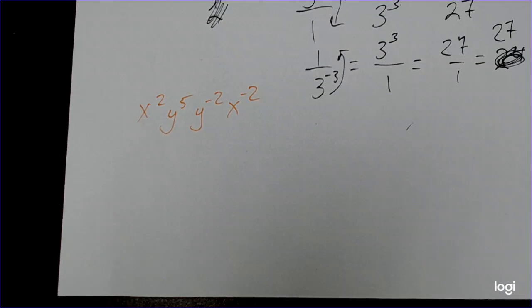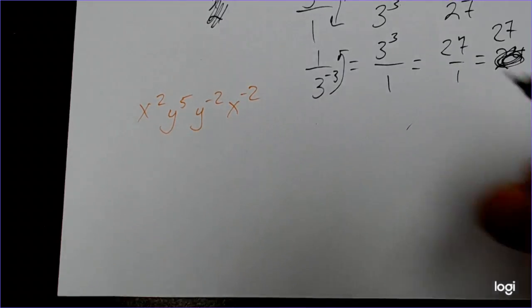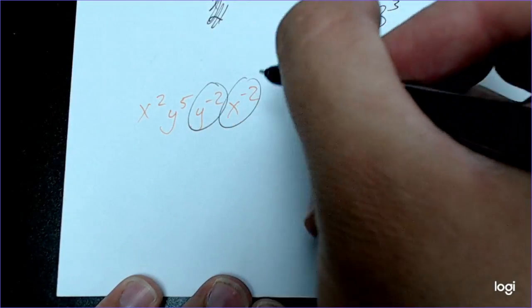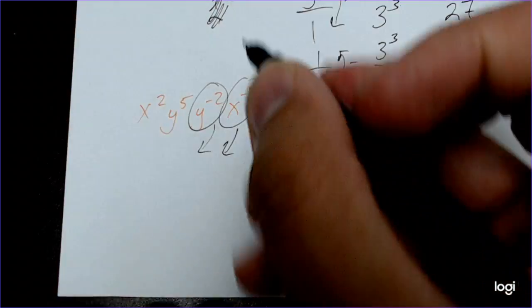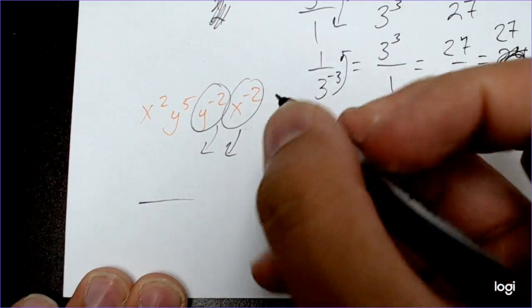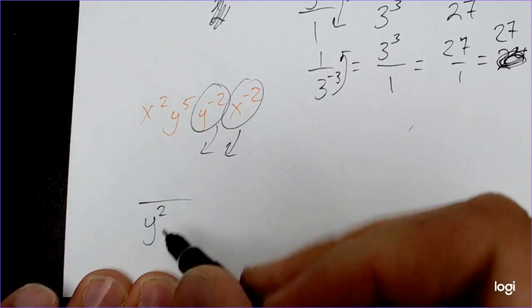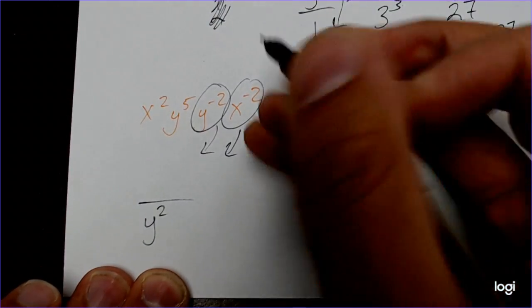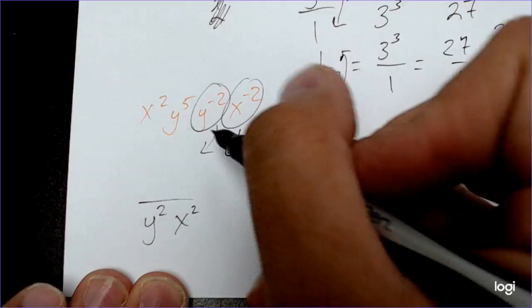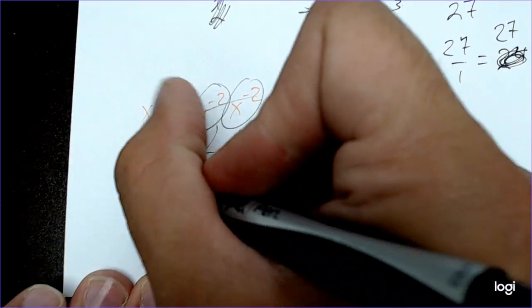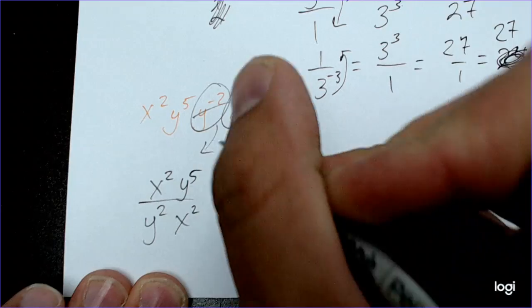Well, I start by writing my negative exponents positive, okay? And I can write this whole problem as one single fraction, okay? So if these are negative, they have to go down to the denominator, right? So I'll rewrite this problem. The denominator will now have y to the positive 2, because I changed the sign, and x to the positive second power. The numerator, all it has is the x squared and y to the power of 5.